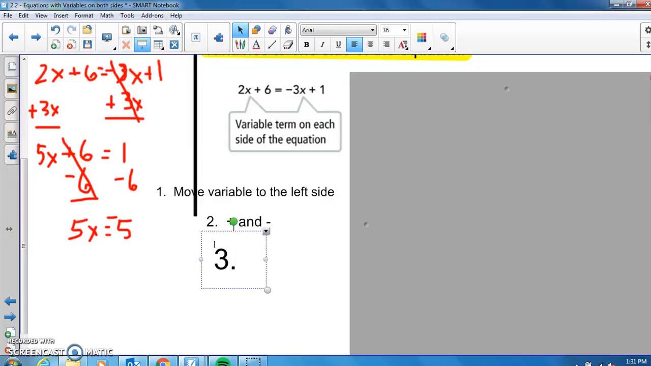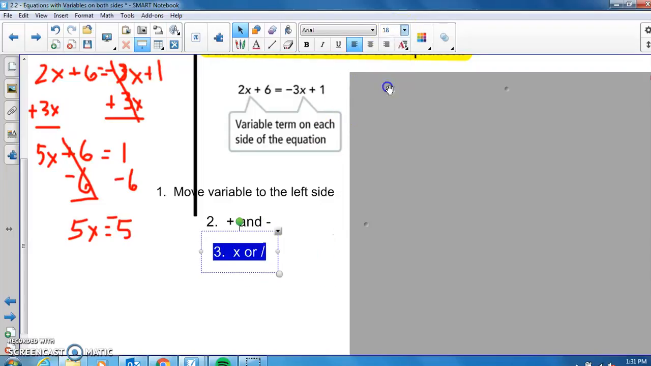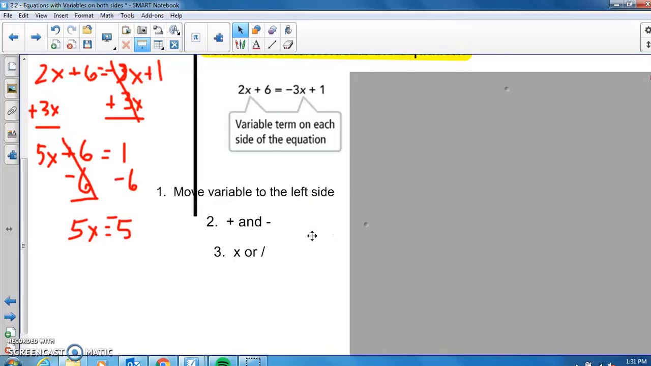Third step now is multiply or divide. And if you'll notice here, these are the same steps we use for two-step equations. The only difference now is I've added an additional step by moving the variable from one side to the other. And what's going to happen is we increase the difficulty of these equations. We're going to keep adding more and more steps. So now I want to see if we have any multiplying or dividing.